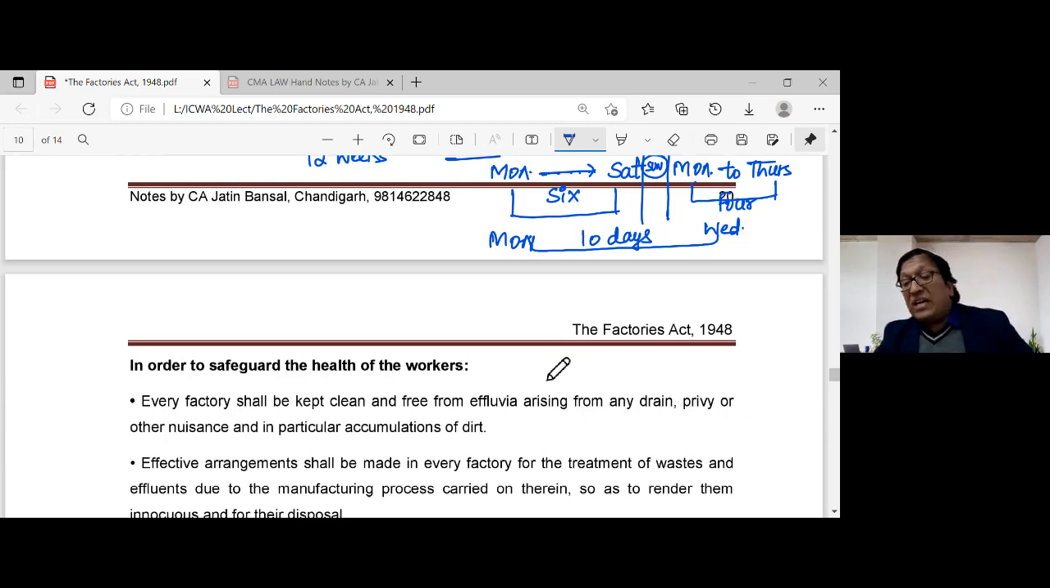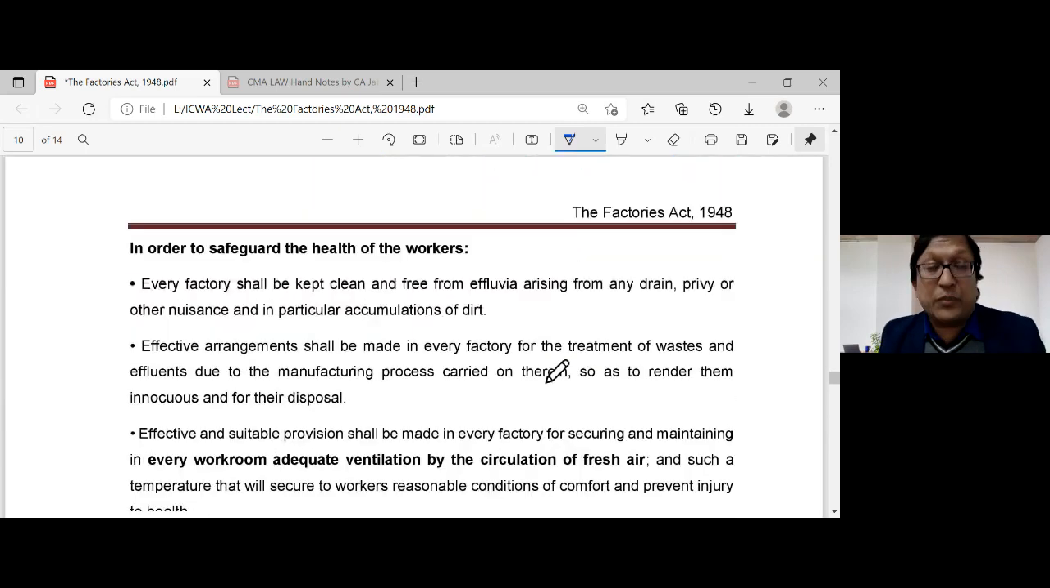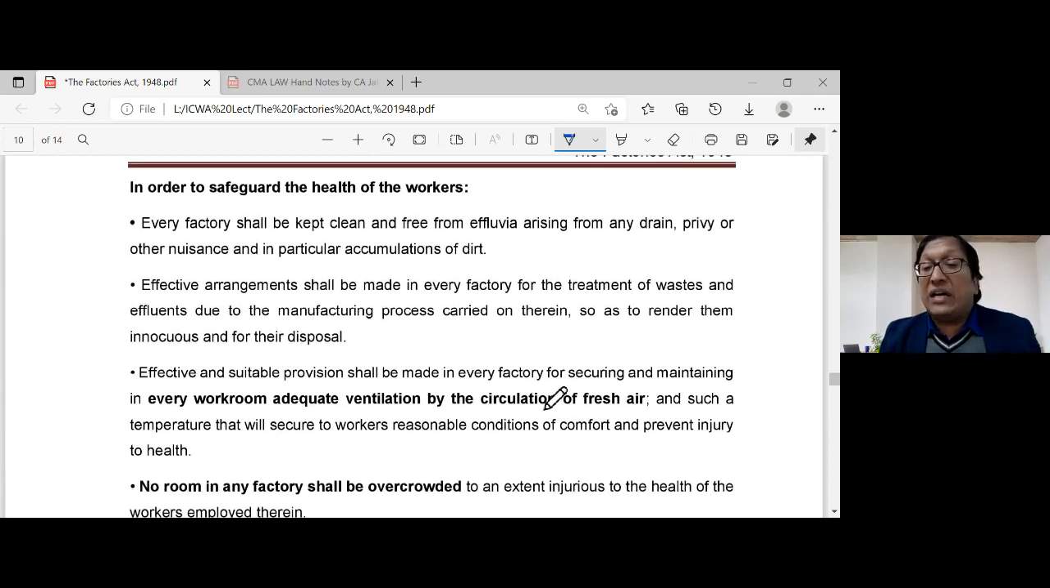So in order to safeguard the health of the worker, these are very important provisions actually. Every factory needs to be kept clean and free from effluvia arising from any drain, privy or other nuisance, and from accumulation of dirt. Definitely, if we want workers to remain healthy, we need to keep our factory premises clean and free from effluvia.